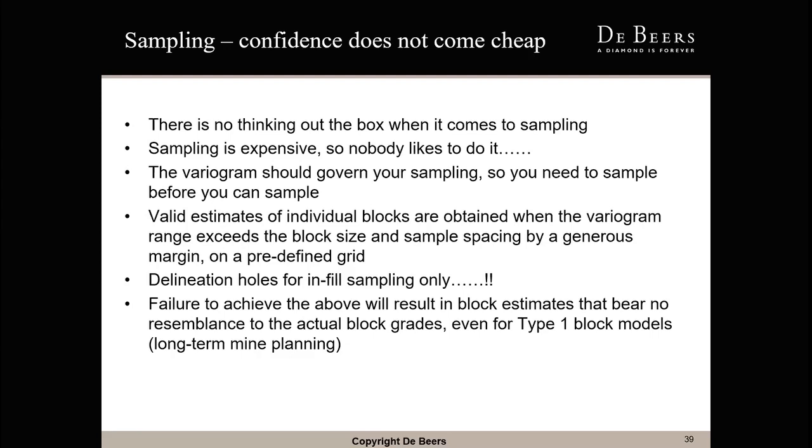Another thing that people love to do is to use delineation holes for resource definition. Preferably, it should be done on a previously optimized drill grid. Leave the delineation holes for the geology work. And the unfortunate thing about sampling is that if your sampling campaign is inferior, you will not realize it, because you will still get grade estimates and you'll still be able to populate your blocks. However, unfortunately, the confidence on those numbers will be very much less than what you were hoping for, even in the type 1 or the long-term block models.